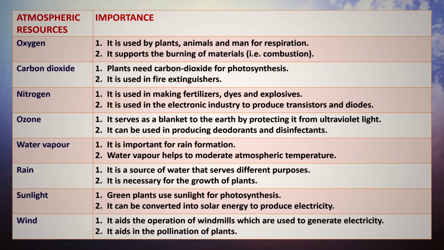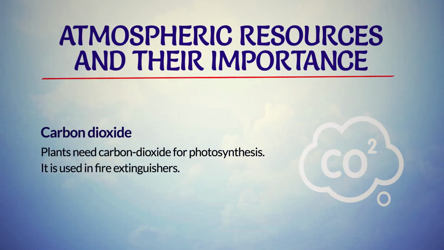Oxygen. Oxygen is used by plants, animals, and man for respiration. It also supports the burning of materials in the process of combustion. Carbon dioxide. Plants need carbon dioxide for photosynthesis. Carbon dioxide is also used in the production of fire extinguishers. This is because carbon dioxide quenches fire faster.